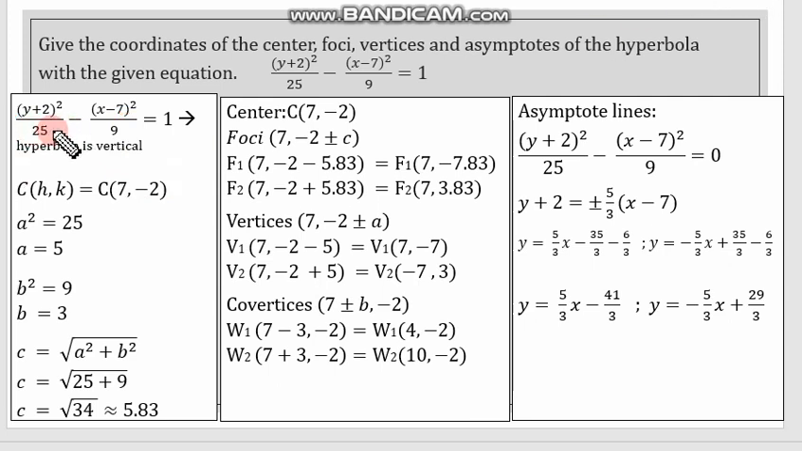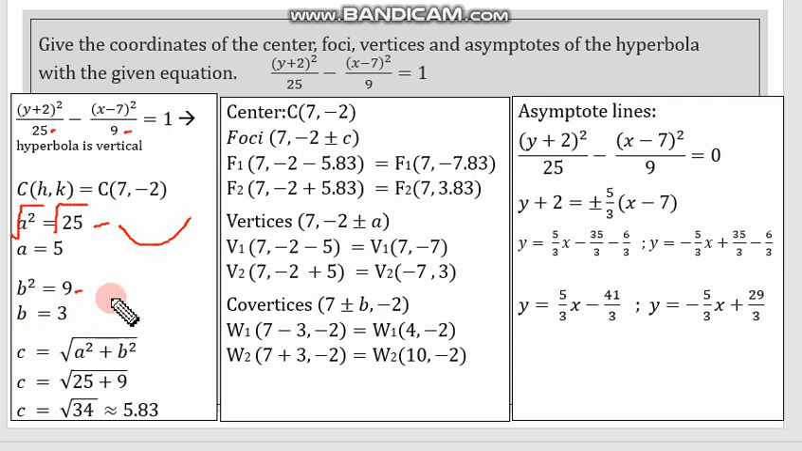Since the positive part is at y, this is our a squared, and the x part will be the b squared. So a squared is equal to 25, while b squared is equal to 9. Extracting the square root of both sides, a is equal to 5. Same process for b squared, which is 9, so b is equal to 3.